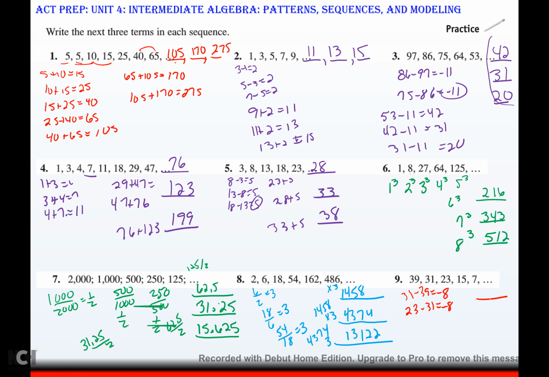So to get my next term, I'm going to do 7 minus 8, which is negative 1. Negative 1 minus 8 is negative 9. Negative 9 minus 8 is negative 17. Okay?